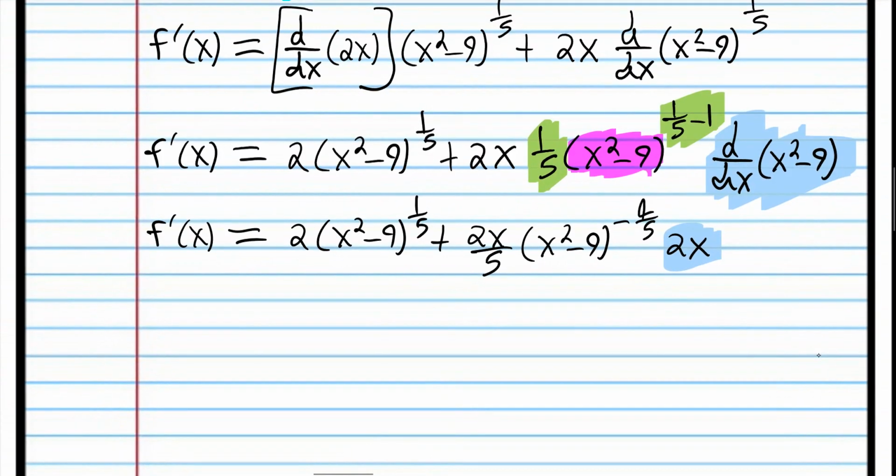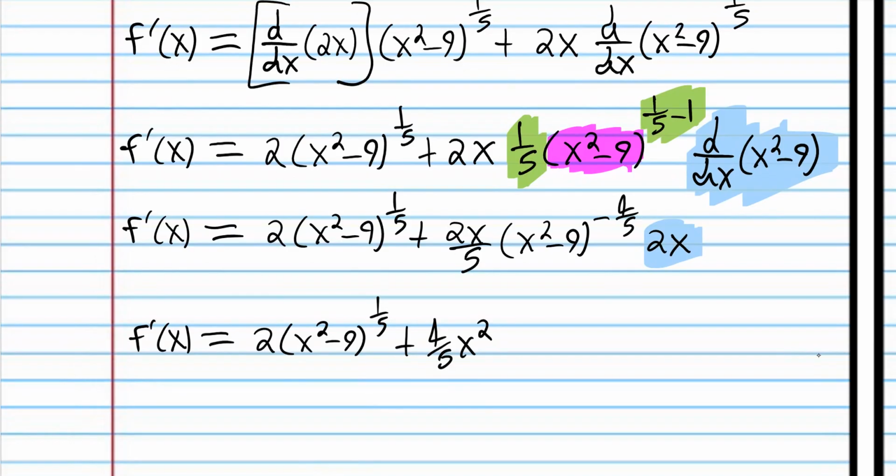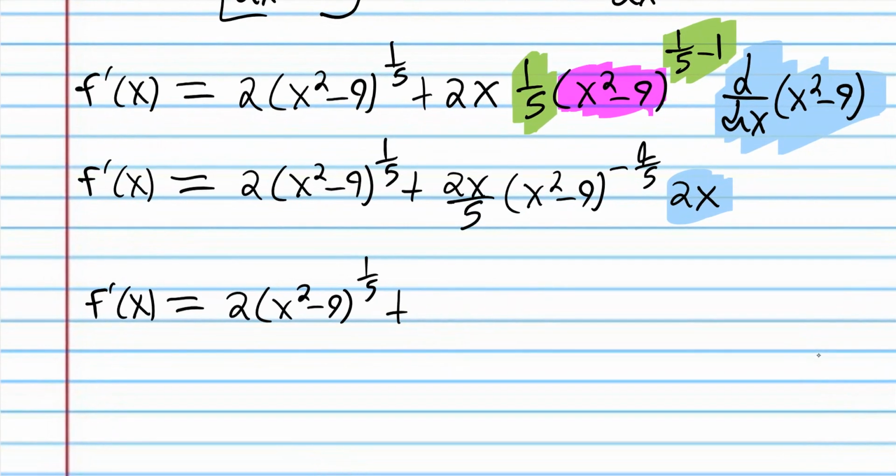Okay, so you don't have to show every single one of these steps. I'm just going slow so you can see what's happening. And then we have 4 over 5 x squared times x squared. Well, I guess we can just go ahead and write that as one fraction. So 4x squared over 5 times the fifth root of x squared minus 9 to the fourth power.